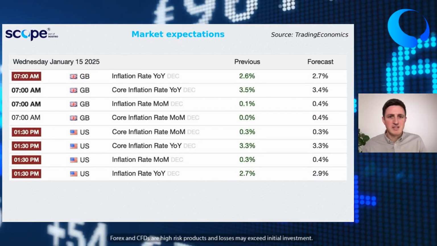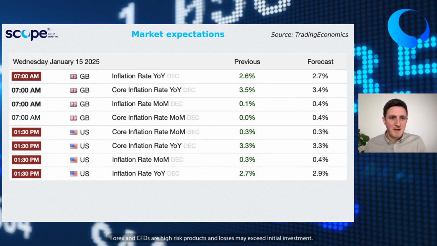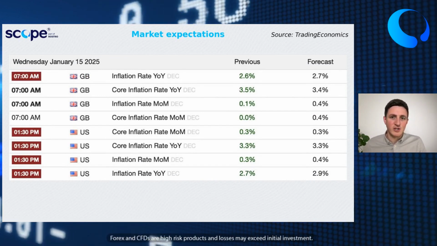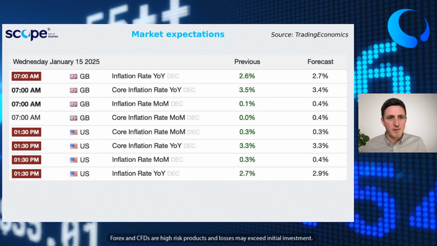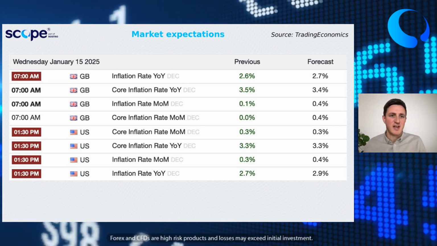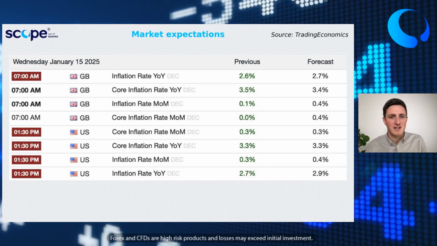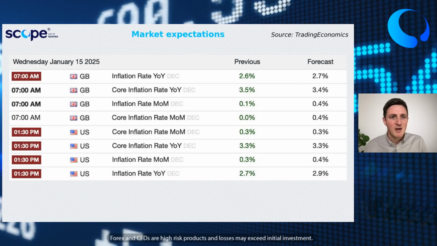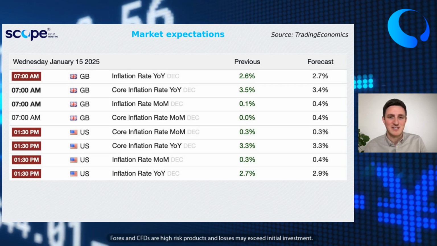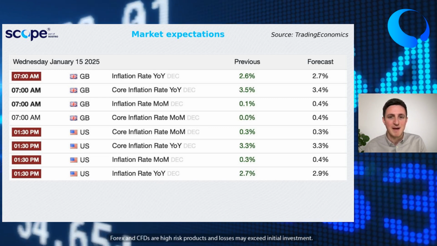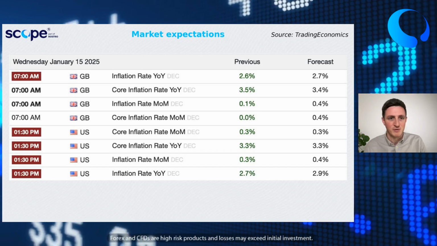So first and foremost, let's look at what we're expecting for these reports. These are UK times, so obviously adjust accordingly. But what we can see here is there's an expectation that headline inflation in the UK will rise to 2.7 from 2.6. But core moves towards the downside, and we're going to get into the nitty-gritty of exactly how things are shaping up from a sort of base effects perspective that's going to influence this.